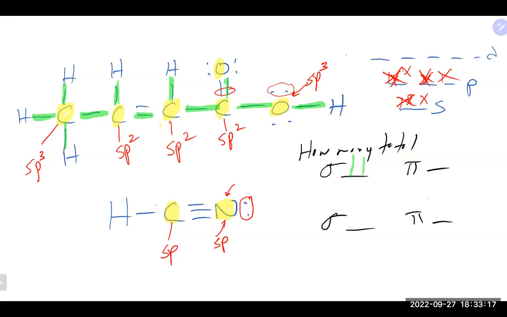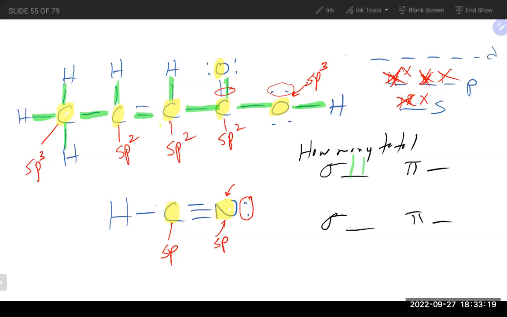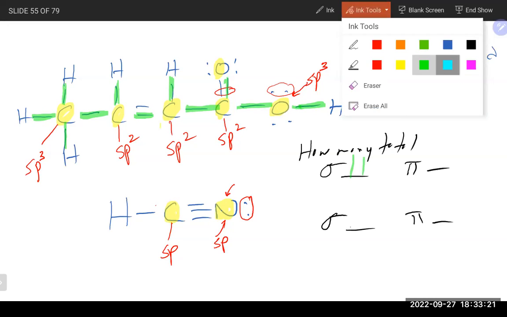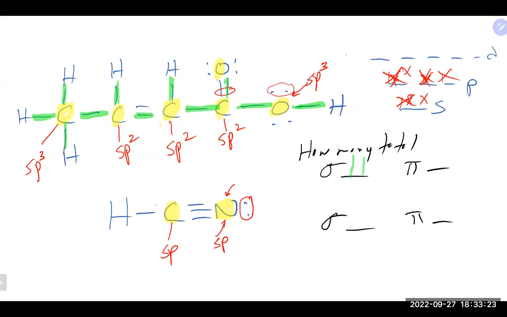Now, in terms of pi bonds, we have really just this one, right? So that one right there. And we would have one pi bond in this case. Any questions on that there?